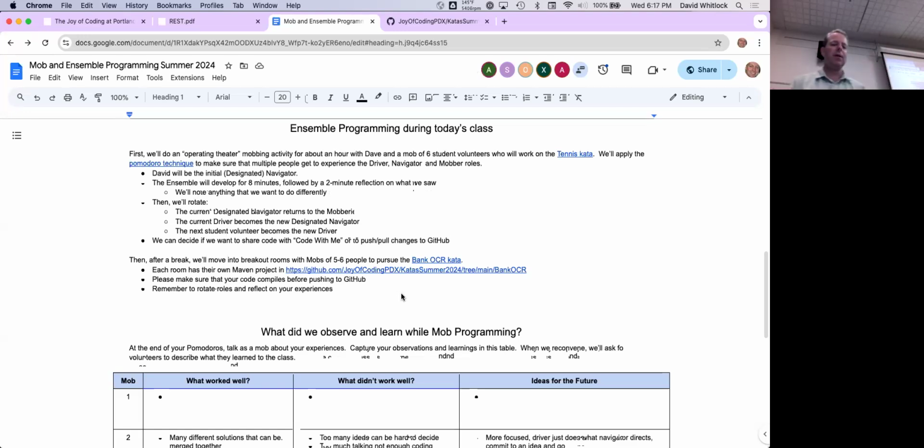And then we'll start our Pomodoros, our 10 minutes of dedicated work, again where you have the driver, navigator, and mobber roles, and then you'll have a 2-minute reflection on what you saw.